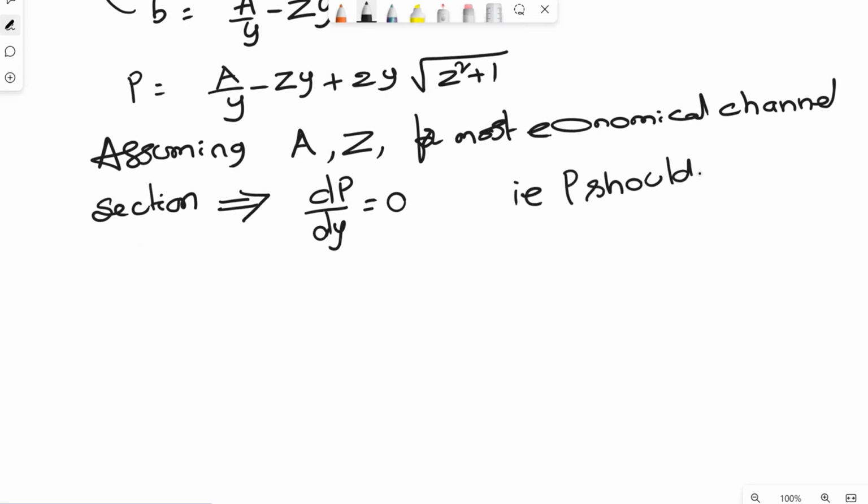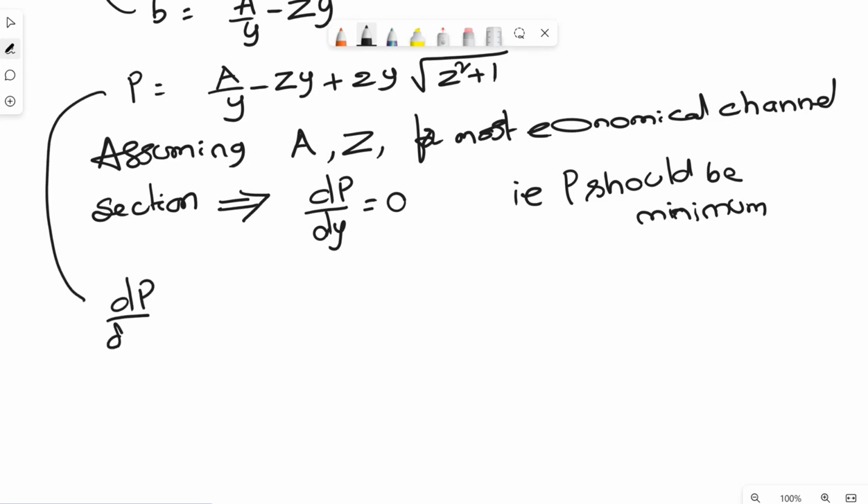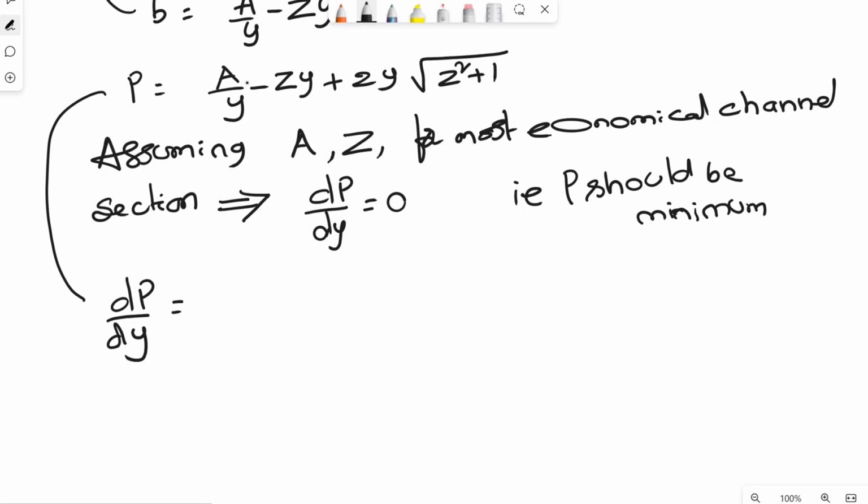If p is minimum, then naturally we should write the same as I have used for the rectangular channel section. So from this you calculate dp by dy. If I calculate here, it is a by y, so that means a into y to the power of minus 1, so minus a by y square minus z plus 2 into square root of z square plus 1, all this is equal to 0.